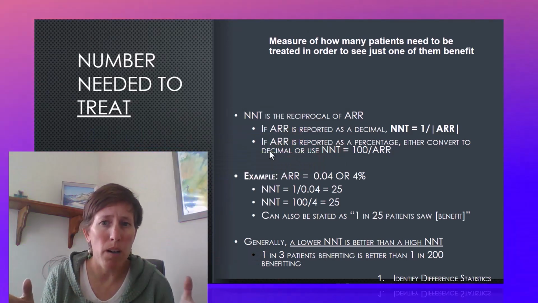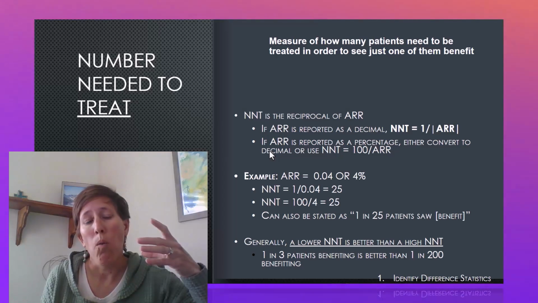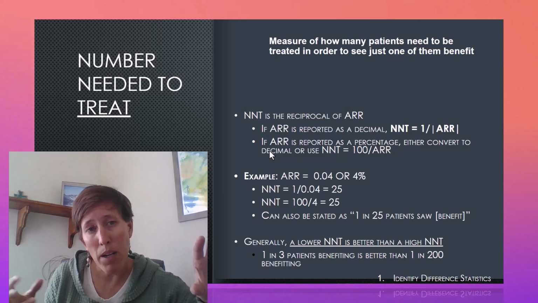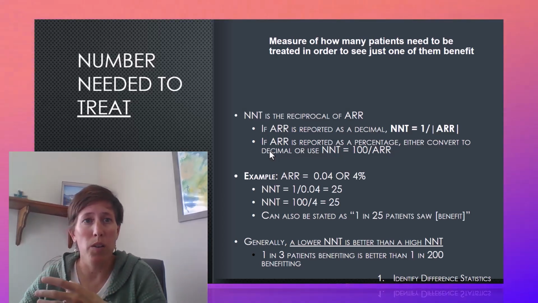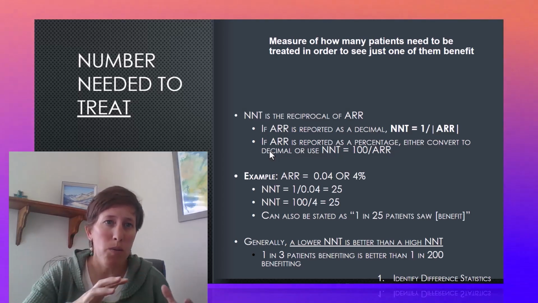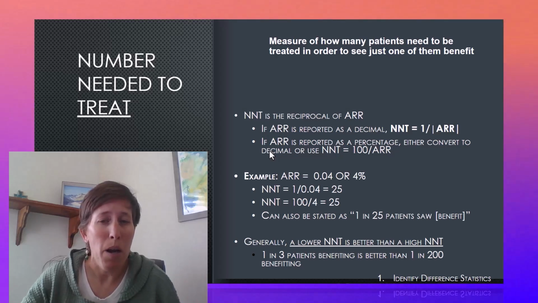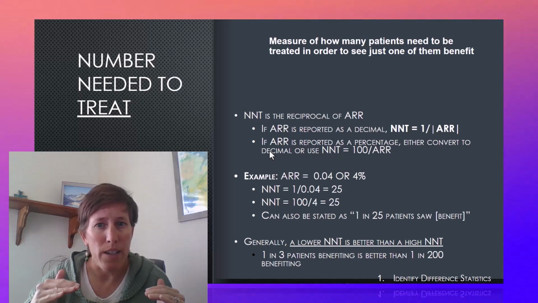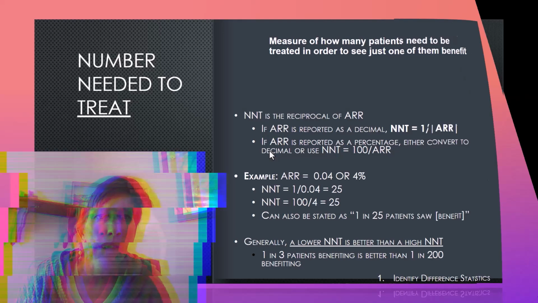So what's better, a higher or a lower NNT? Well, is it better that 1 in 3 patients benefit, or 1 in 25 patients, or 1 in 200 patients? Well, 1 in 3 patients benefiting is much better than 1 in 200 patients benefiting. So a lower NNT is in general better than a higher NNT.